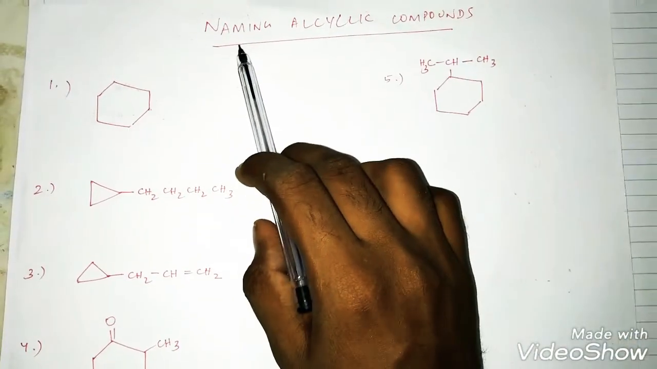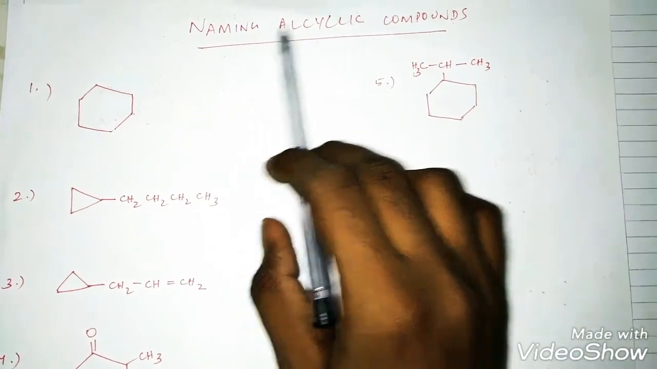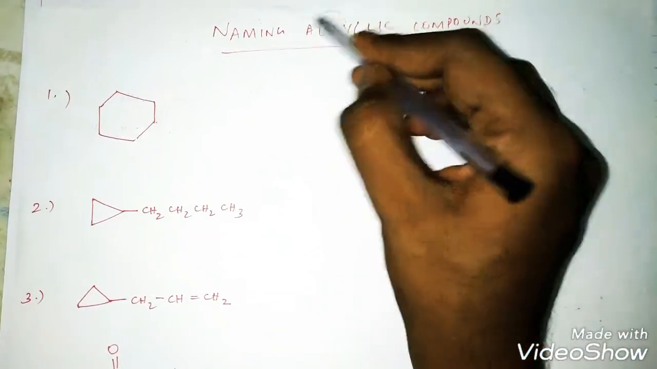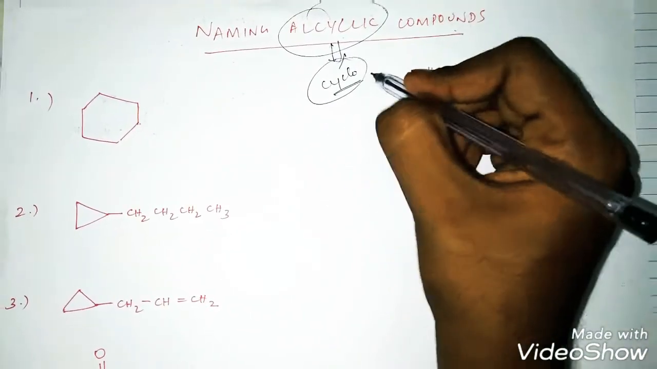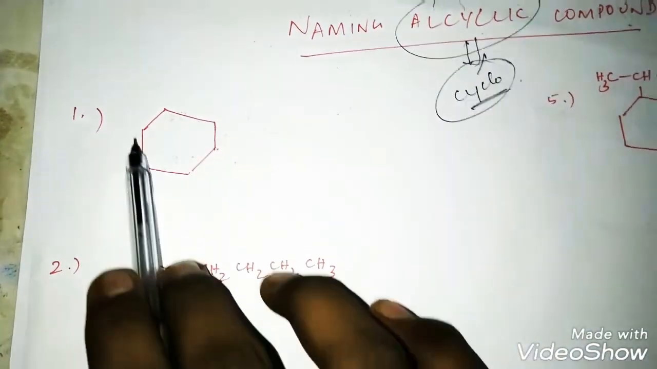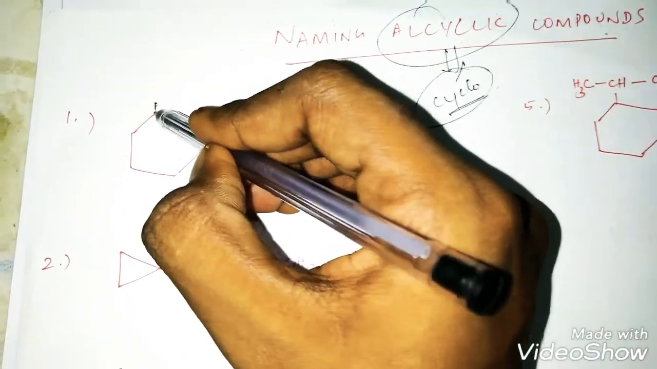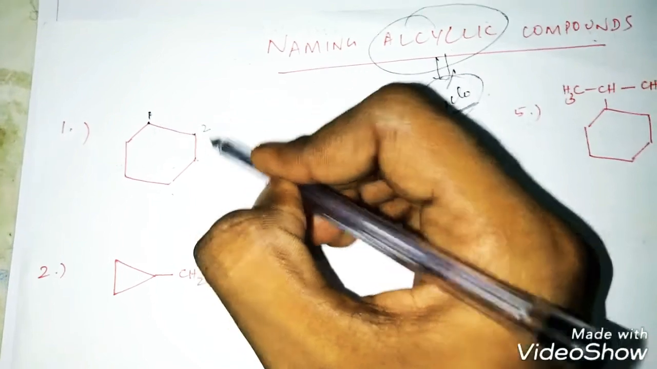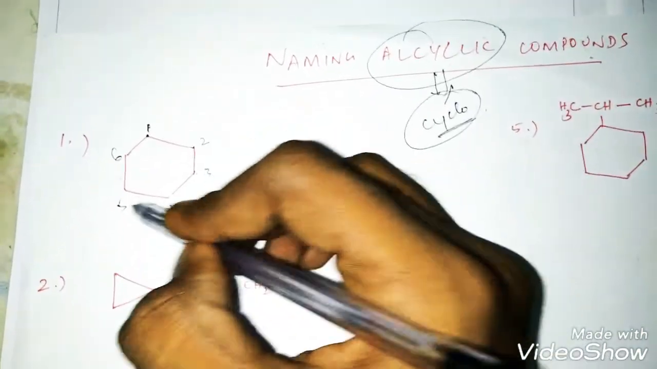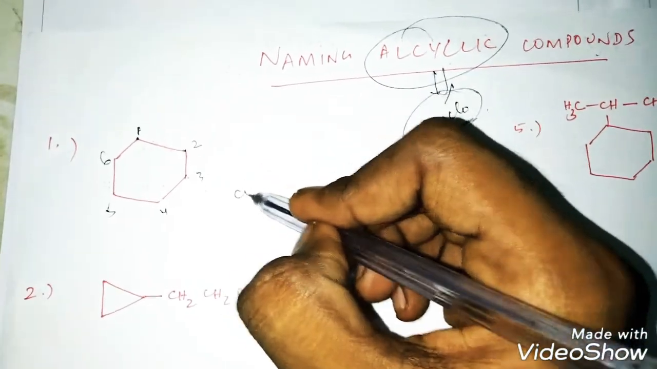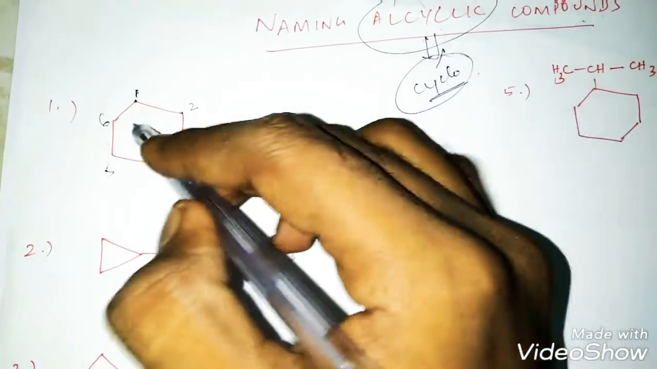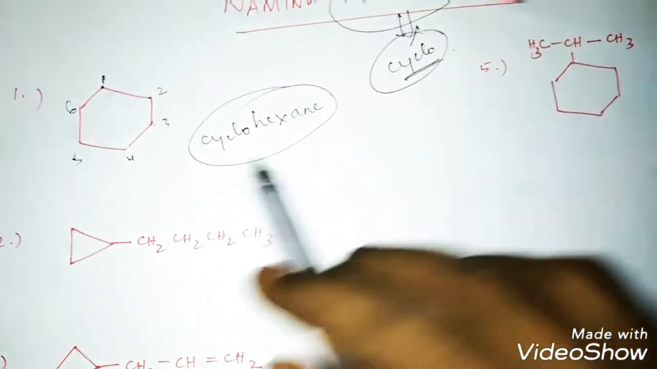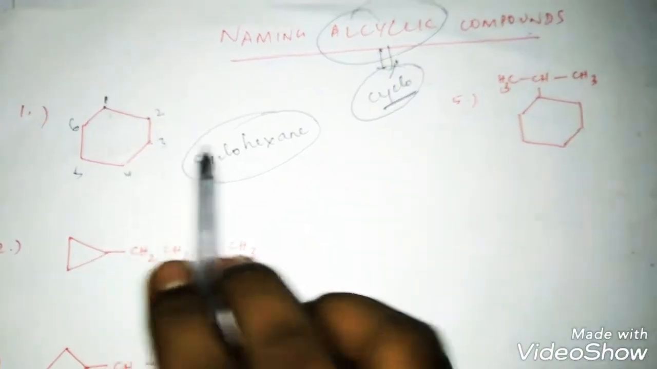Now we'll discuss giving IUPAC nomenclature for alicyclic compounds. For alicyclic compounds, in the IUPAC system we use the term cyclo because they have a cyclic structure. In the first example we have a closed ring, so it is a cyclic compound. Each corner is a carbon: 1 2 3 4 5 6, so totally we have 6 corners. It is cyclic, so I use the term cyclo, and with 6 carbons I use the term hex. All are single bonds, so I call this ane. So the IUPAC name for this is cyclohexane.